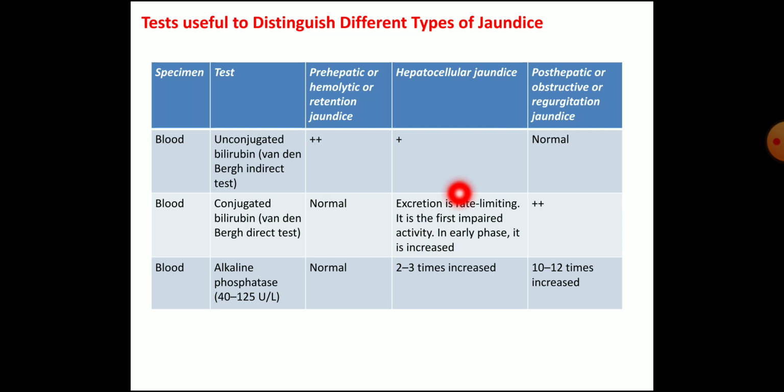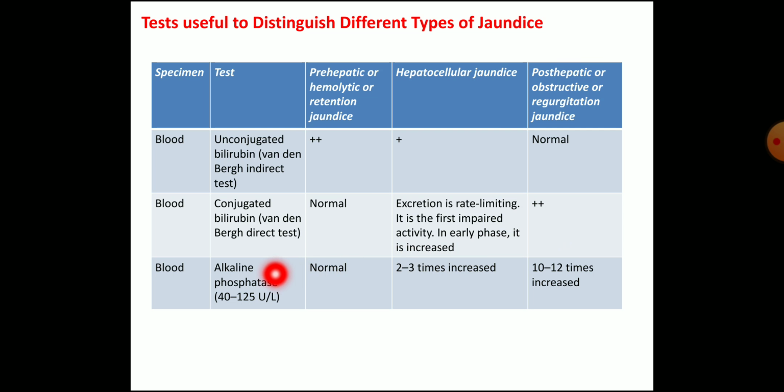Its excretion is the rate limiting step, it is first impaired, and in the early phase it is increased. So the conjugated fraction may be increased sometimes in hepatocellular jaundice. In post-hepatic jaundice, it will be definitely elevated, and in the direct positive reaction, out of the total bilirubin, the majority will be the conjugated bilirubin.